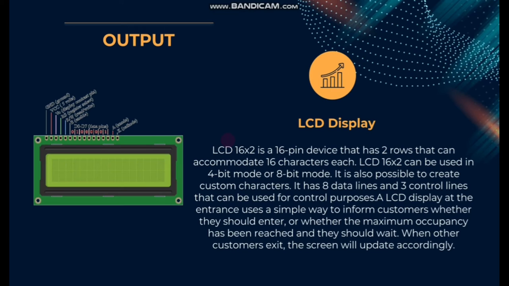The second output is the LCD display. LCD 16x2 is a 16-pin device that has 2 rows that can accommodate 16 characters each. The LCD can be used in 4-bit mode or 8-bit mode. It is also possible to create custom characters. It has 8 data lines and 3 control lines that can be used for control purposes. An LCD at the entrance is a simple way to inform customers whether they should enter or whether the maximum occupancy has been reached and they should wait. When other customers exit, the screen will update accordingly.